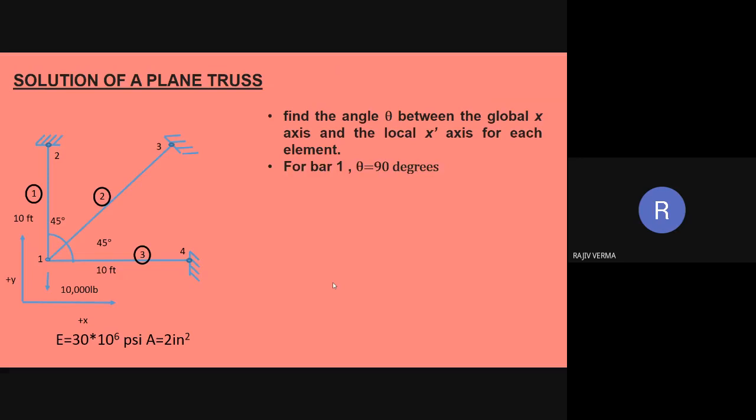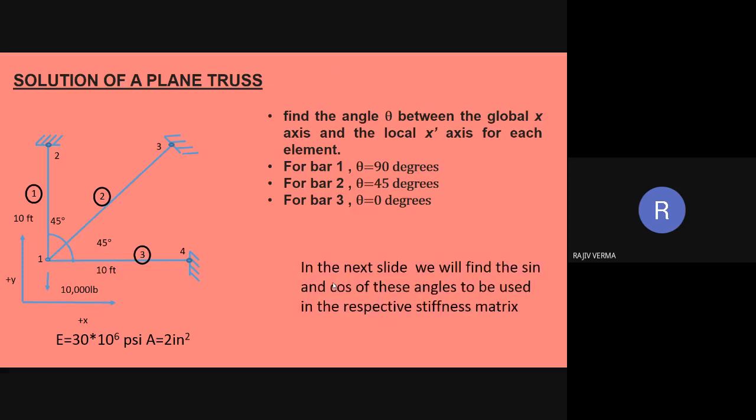So for bar number 1, the angle of inclination happens to be 90 degrees. For bar number 2, it is 45. And for bar number 3, the angle of inclination between the local and the global domains happens to be 0 degree. In the next slide, we will find the sine and cos of these angles, which are going to be used in the respective stiffness matrix.